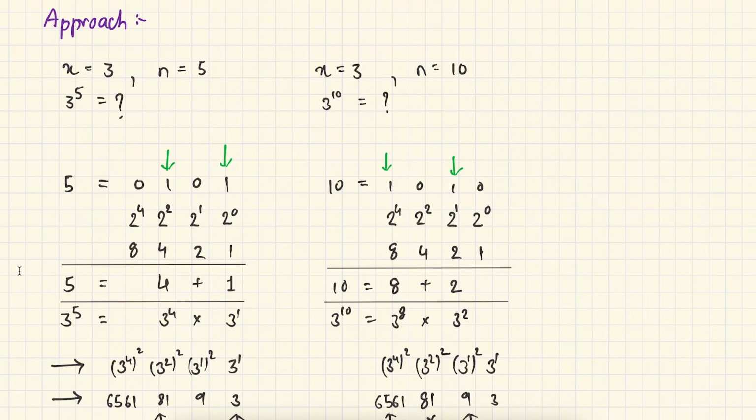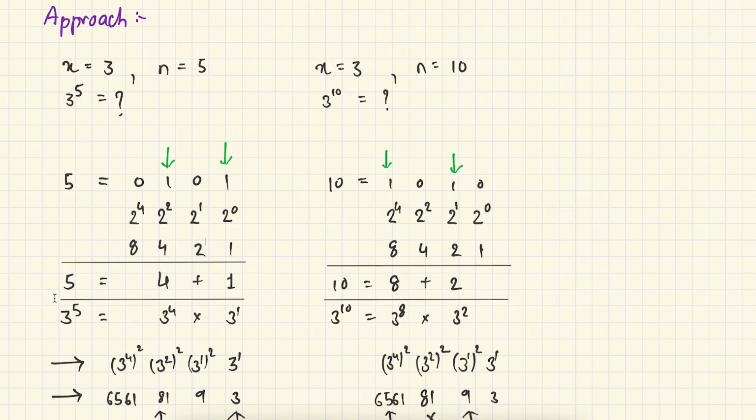Correct? Now can we write 5 is equal to 4 plus 1? Obviously, 5 is equal to 4 plus 1. Now if you want to calculate 3 to the power 5, can we write 3 to the power 4 into 3 to the power 1? Right? Because 3 to the power 4 into 3 to the power 1 is the same as 3 to the power 5, because in multiplication the powers get added up, right?